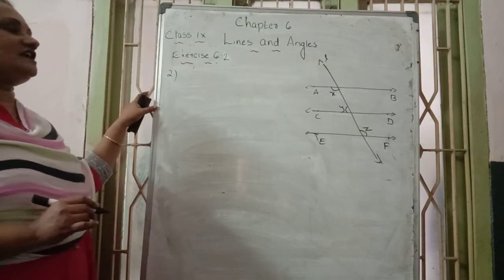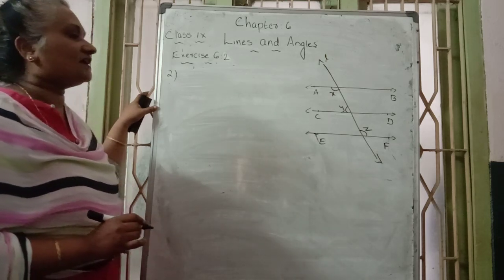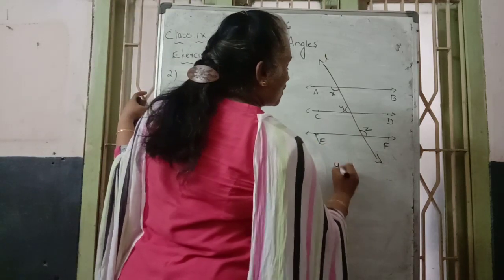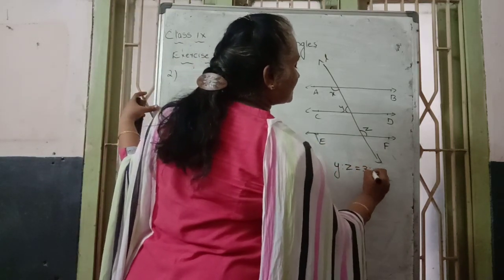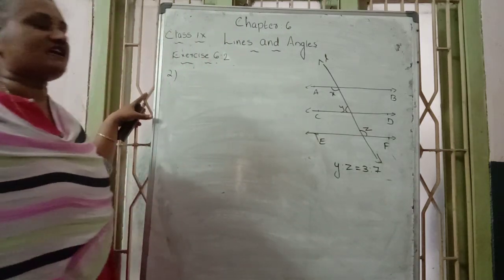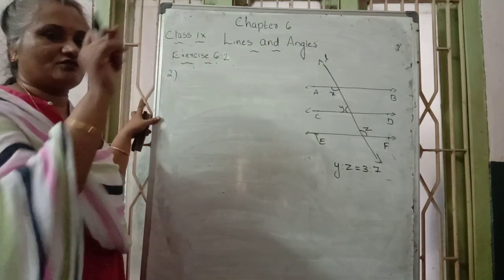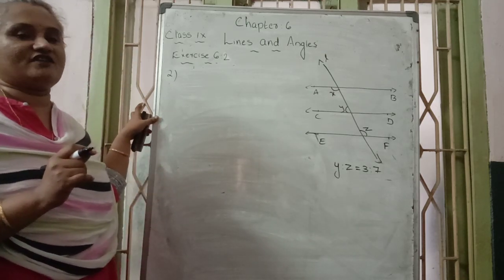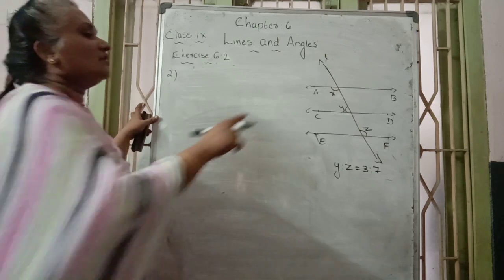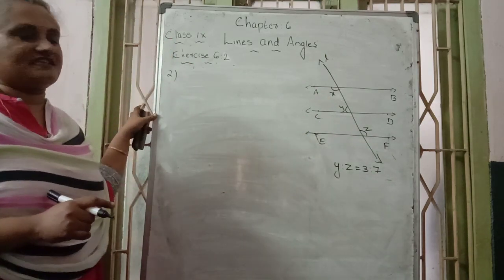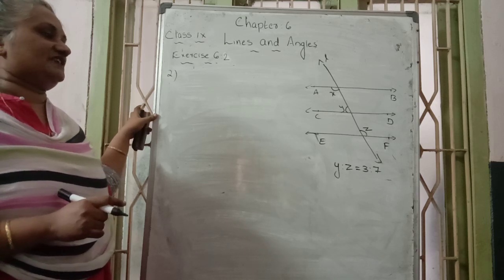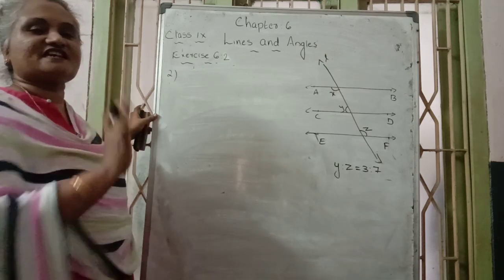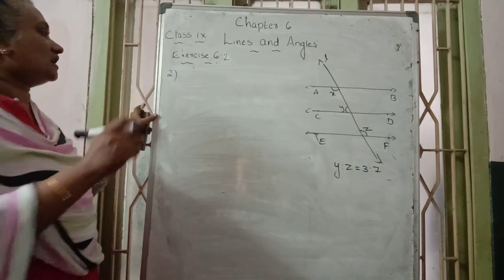One more piece of information they gave is that the ratio y to z is 3:7. We want to find the value of x. That is the meaning of this question. We could also find the y value, no problem, but in the question they are asking for the x value only. So how to do this one?